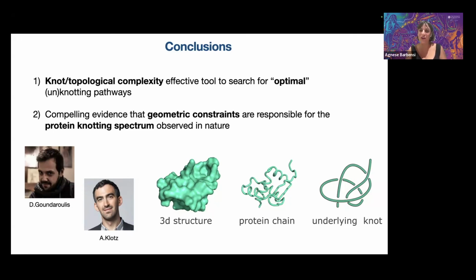And also, we're not using physically realistic models, right? So by improving these two aspects, I think one could get closer to replicating the actual knot population found in nature, and explain one of the factors responsible for how, why, and which knots in proteins are formed.